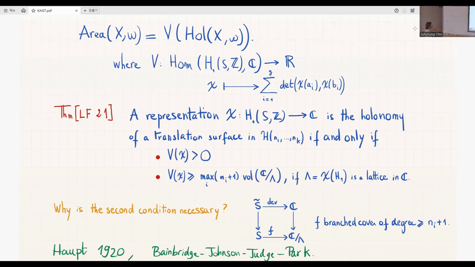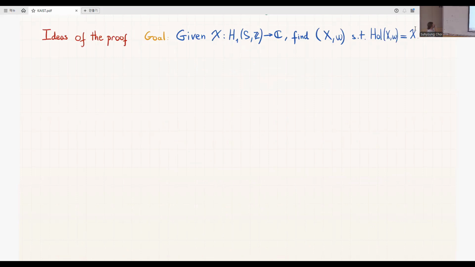Okay, so this theorem is generalizing an old theorem of Haupt from 1920 and has also been proven independently by Bainbridge, Johnson, Judge, and Park at the same time as me. Do you have questions about the statement before I tell you how to prove it? No? Okay, so I'm going to tell you how you can prove such a thing. Okay, so let's go.